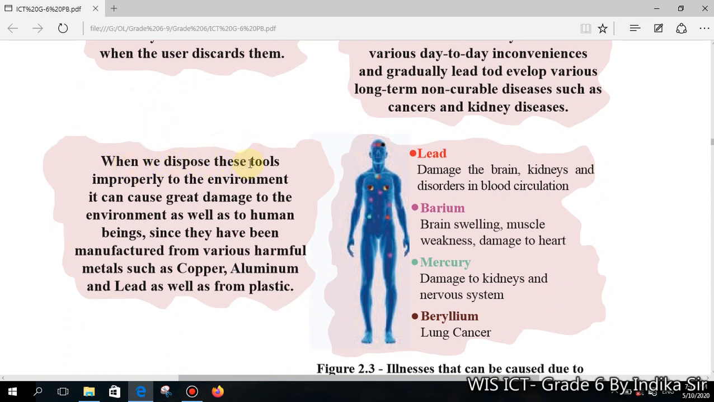This electronic waste, if we deposit these tools improperly into the environment, can cause great damage to the environment as well as to humans. Why, children? Because they have been manufactured from various harmful materials. These electronic devices are made with a lot of harmful materials like what, children? Copper, aluminium, lead, as well as plastic.